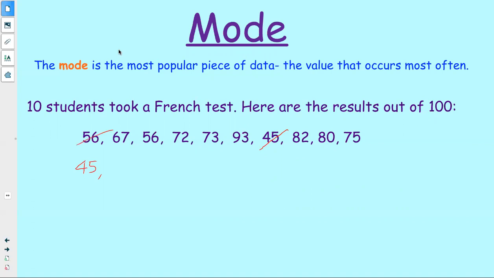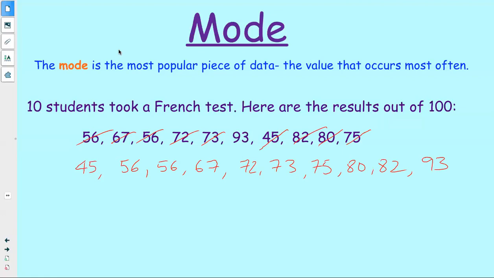Next one is 56 and 56. Just like the part 1 video, just score them out when you've used them, it just makes life a little bit easier. Next one, 67, and then 72, and 73, and then 75, 80, 82, and 93. So which one occurs the most?